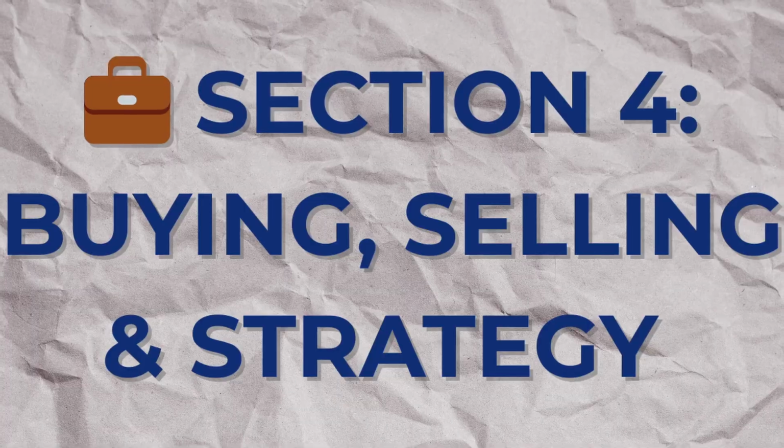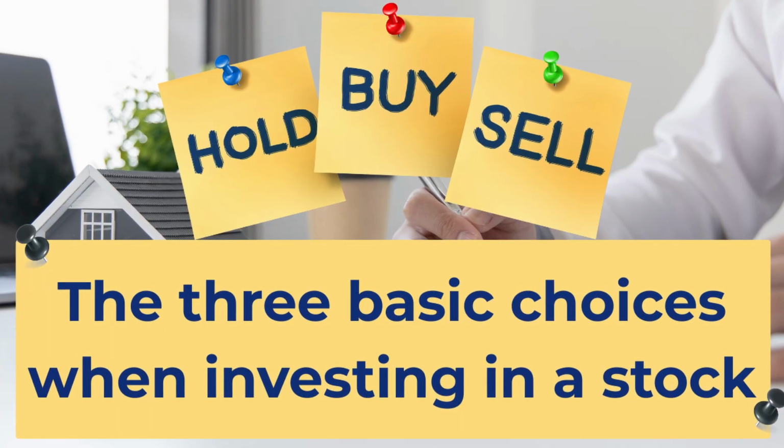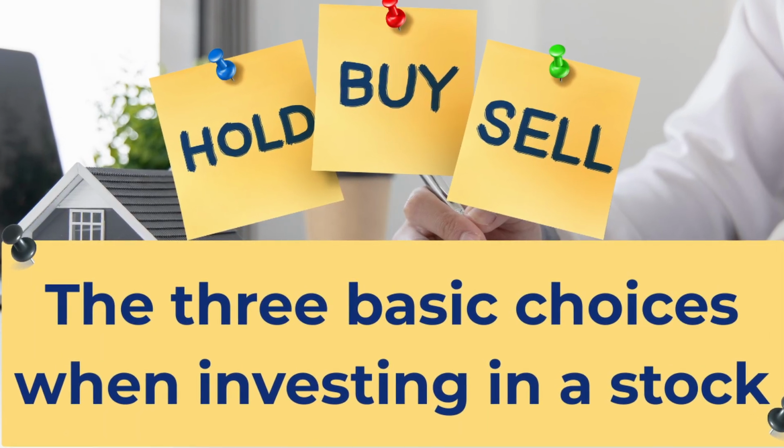Section number 4 is buying, selling, and strategy. Buy, sell, hold. These are 3 basic choices when investing in a stock. If you bought Amazon years ago and you still believe in it, you might choose to hold on to the stock.